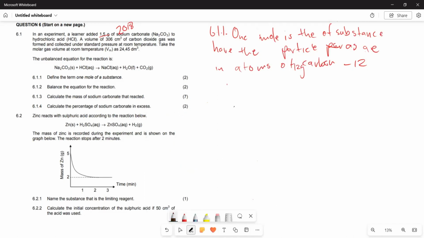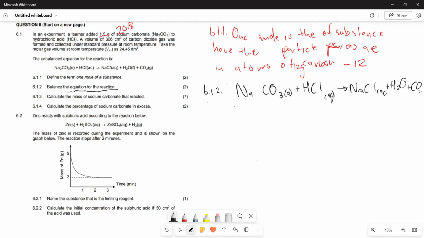Now, secondly, 6.1.2. Let's see what 6.1.2 requires us to do. They say we need to balance the equation for the reaction. Let's copy this equation again. You have Na2CO3 in a solid state, plus hydrochloric acid, which is an aqueous solution, which forms NaCl, aqueous, plus H2O, and plus CO2. So this is the equation that is given.